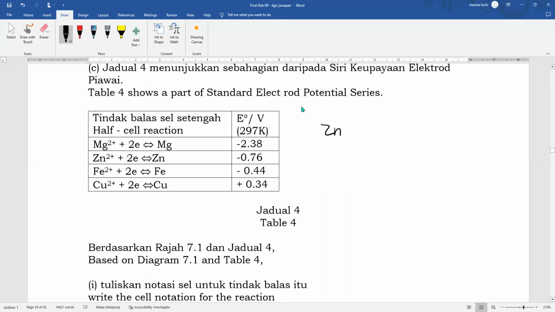Zn, then one line, then Zn2+, then a double line, then Cu2+, one line, and then Cu. Okay, correct.